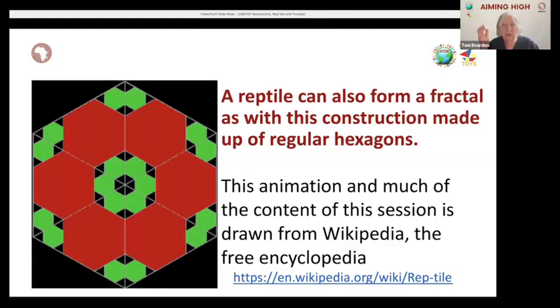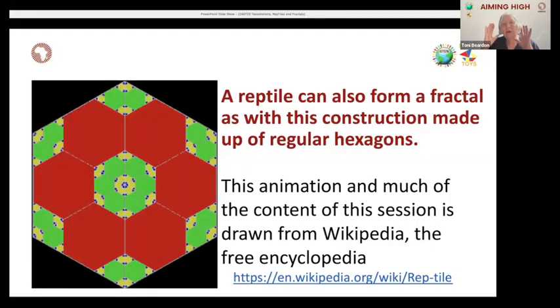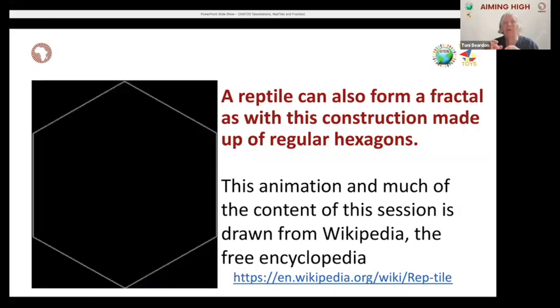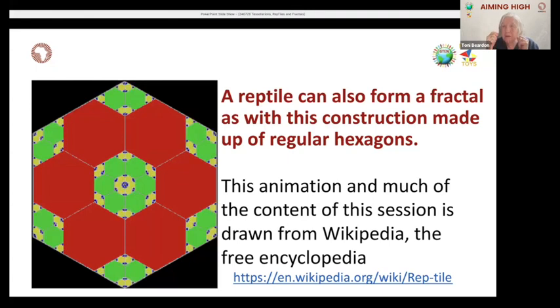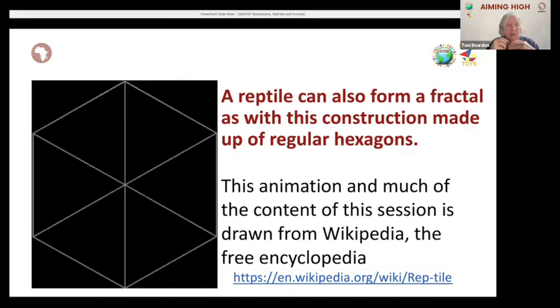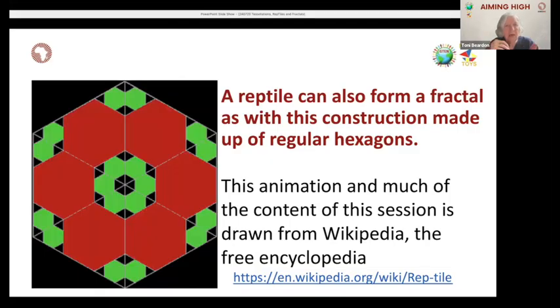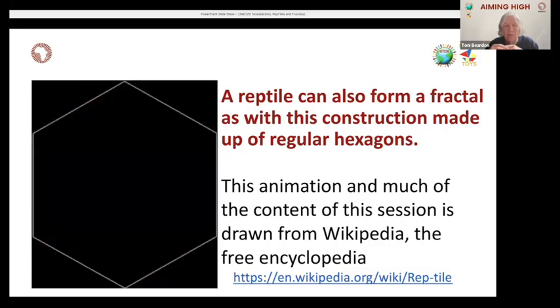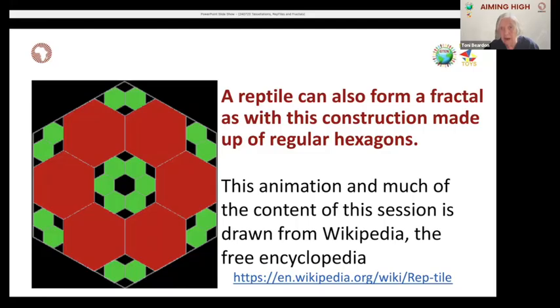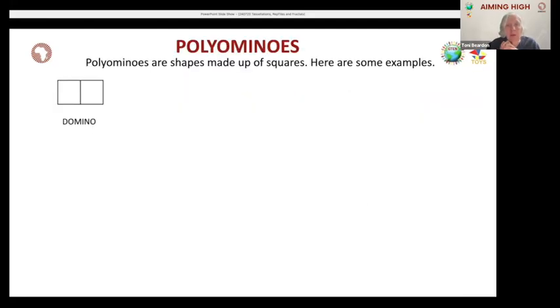So a fractal is a mathematical pattern that has within itself smaller copies of the same shape and smaller copies within those smaller copies. So here you'll see the red and then the green and then the yellow, then the blue hexagons. And the patterns get smaller and smaller, but they keep on repeating themselves. That's a fractal. Now, polyominoes are shapes made up of squares.